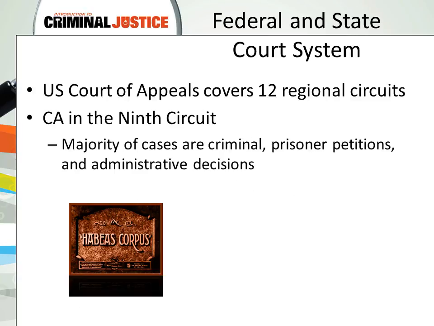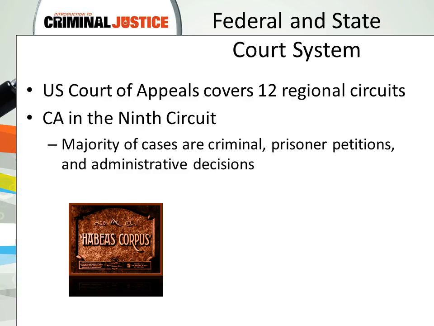Just below them is the Court of Appeals, and they have 12 regional courts, circuit courts. California is in the 9th Court of Appeals. And those courts of appeals mainly hear criminal and prisoner petitions and administrative decisions on administrative issues surrounding the state.